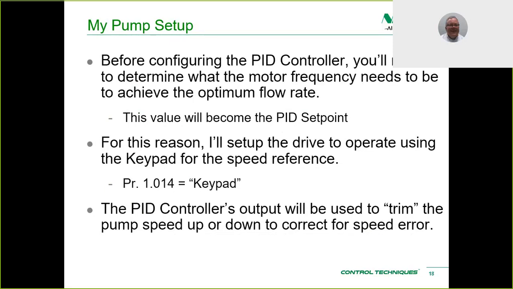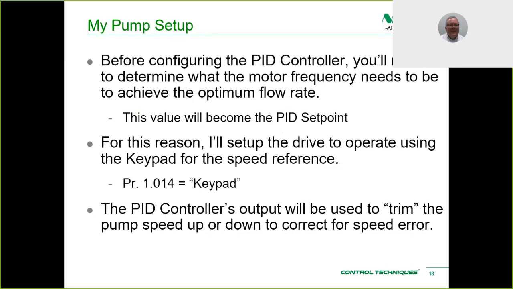Before configuring the PID controller, though, once I've got my voltage mode set, you need to determine what the motor frequency needs to be to achieve the optimum flow rate. So again, I'm keeping things simple here. What I'm going to do is simply operate the drive in keypad mode. So I set menu 1 parameter 14 to keypad.